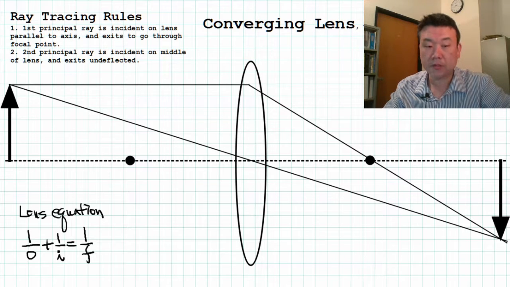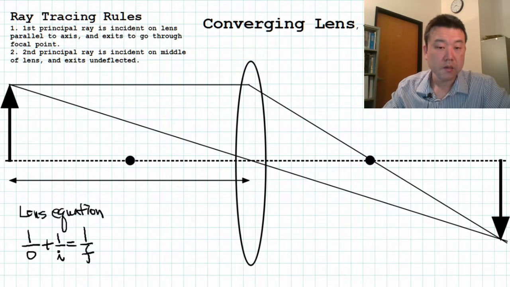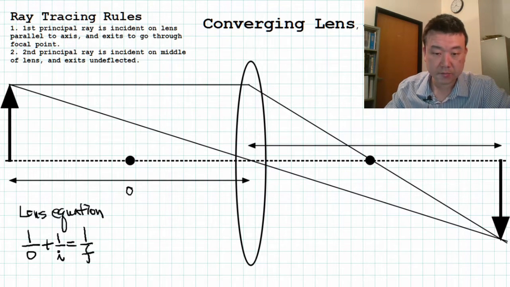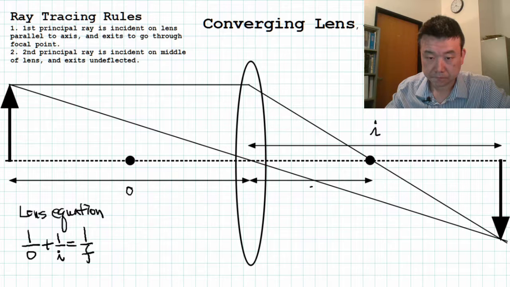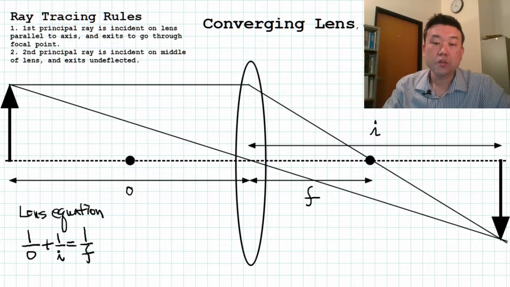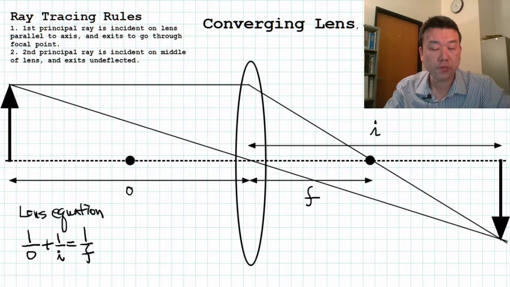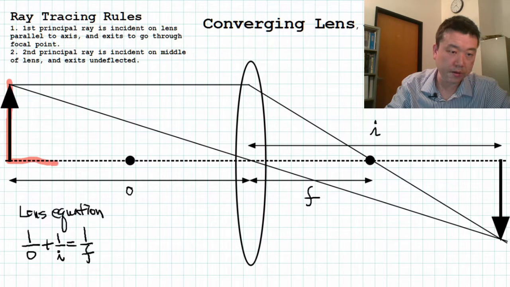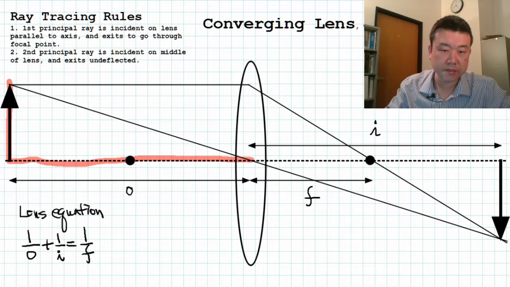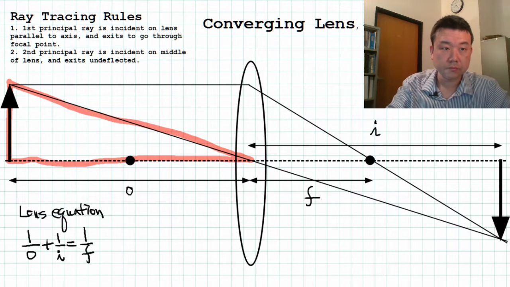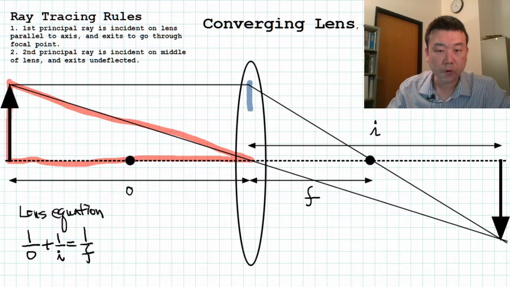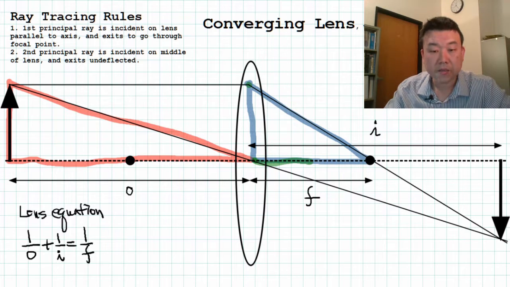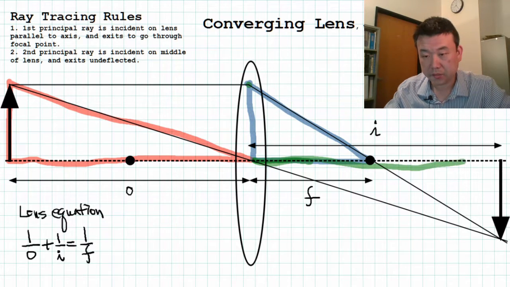So let me first label all the distances. This is the object distance. This is the image distance. And as a reminder, this is the focal length. So in trying to derive the lens equation, these three triangles are going to be useful: the triangle involving the object distance, the triangle involving the focal length, and the triangle involving the image distance.